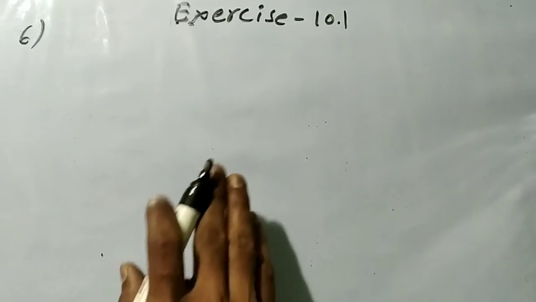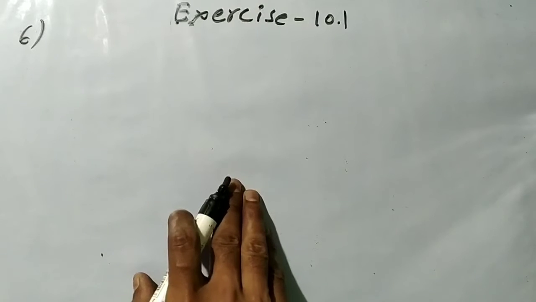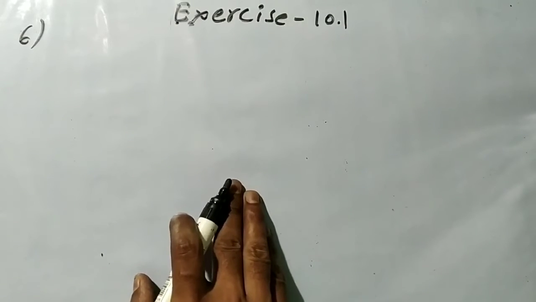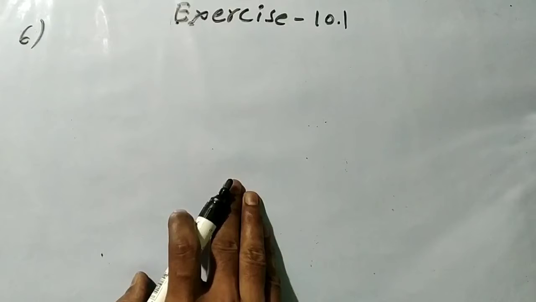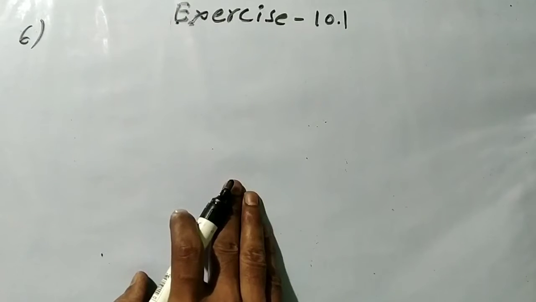Here the sixth one is the same as the fourth one. In the fourth one we equated the surface area of the cylinder and cone. In the sixth one, we are equating the volumes of cone and cylinder. So I will explain the question here.